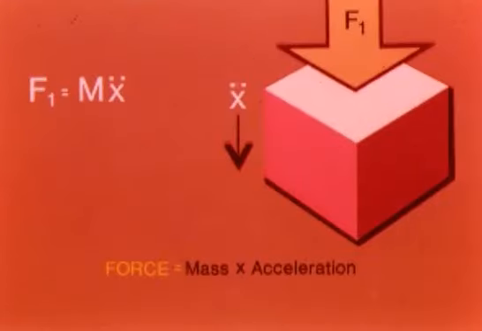The mass resists a change in velocity with a force proportional, by Newton's second law of motion, to the product of mass times acceleration. We will denote by F1 the force required to overcome the inertia of the mass to accelerate it by an amount x double dot. In calculus notation, x double dot is the second derivative of distance with respect to time. X double dot simply means acceleration. The force equals mass times acceleration.